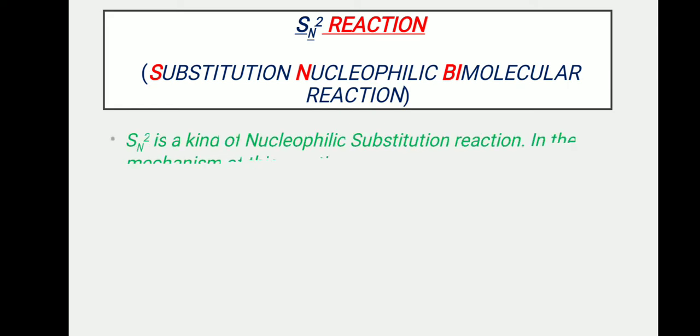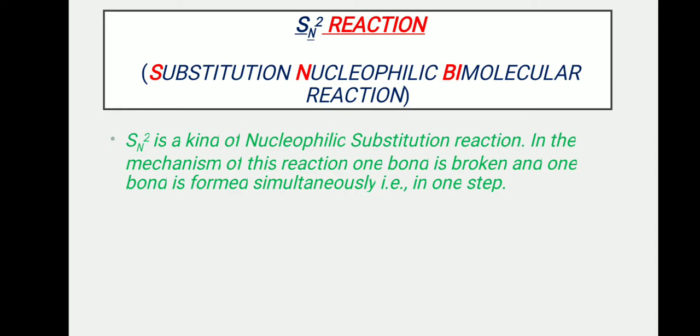Commonly we can see it in organic chemistry. SN2 is a kind of nucleophilic substitution reaction. In the mechanism of this reaction, one bond is broken and one bond is formed simultaneously. Simultaneously means what? In only one step, a bond is being broken and a bond is being formed.